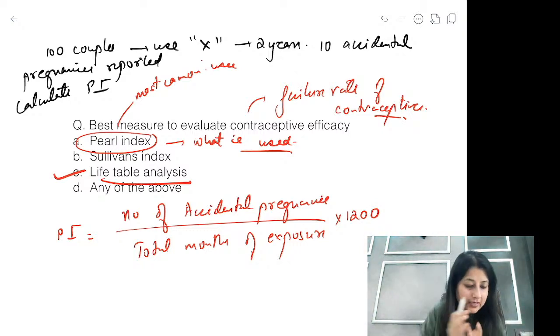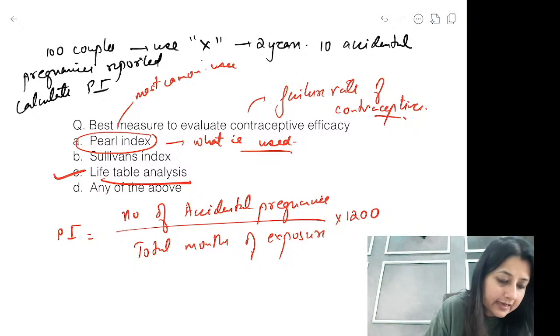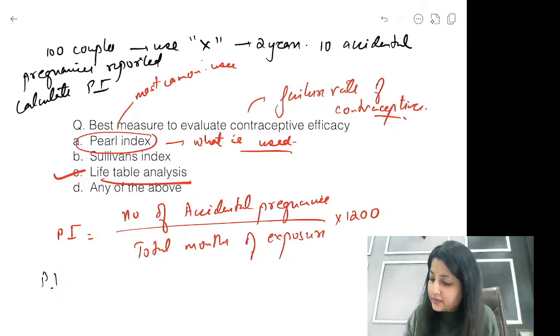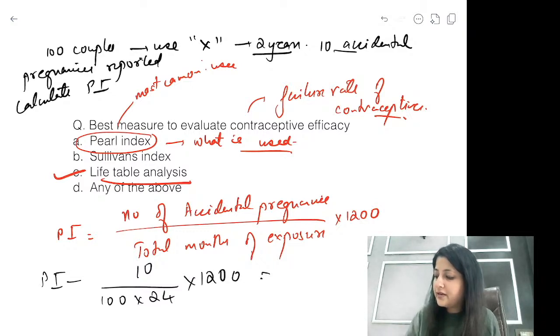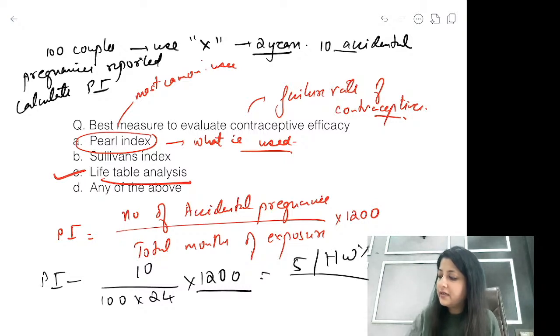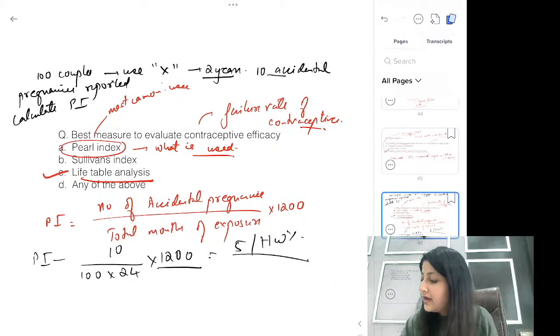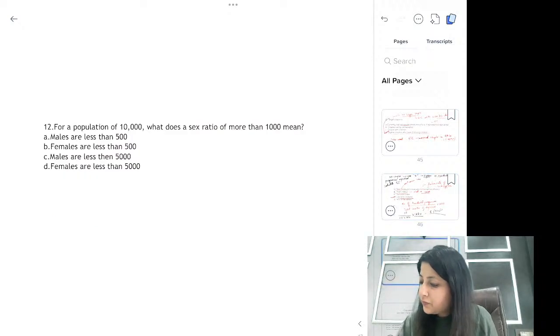Okay, so what did you calculate for this, everybody? Calculation क्या है over here? Pearl index मतलब क्या हो जाएगा? Accidental pregnancies 10 हैं. टोटल मंथ्स ऑफ एक्सपोजर 100 इंटू 1 ईयर में 12 मंथ्स, 2 years में 24 months, into 1200. 1200 is the number of months in 100 years. So this is 5 per 100 women years. Got it? इसीलिए टोटल कपल्स को मत भूलना, 100 into this one you have to use.